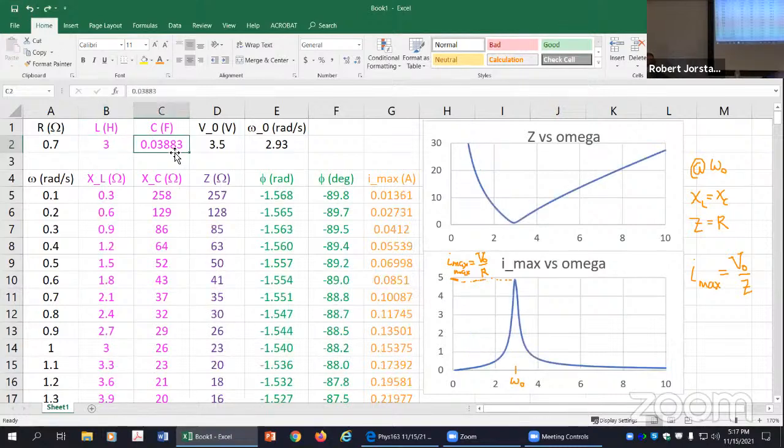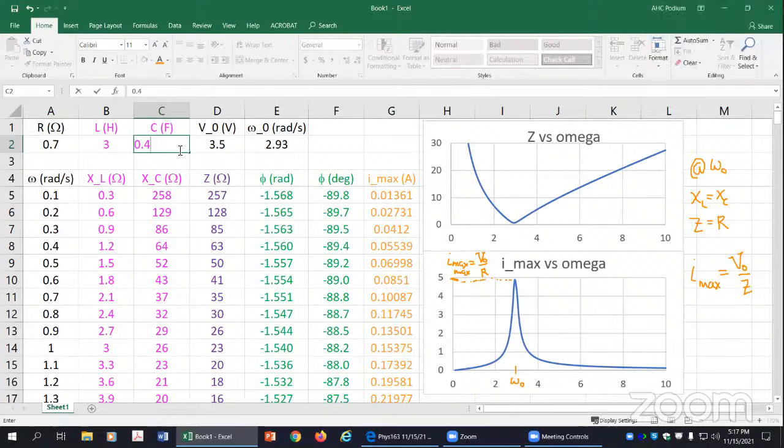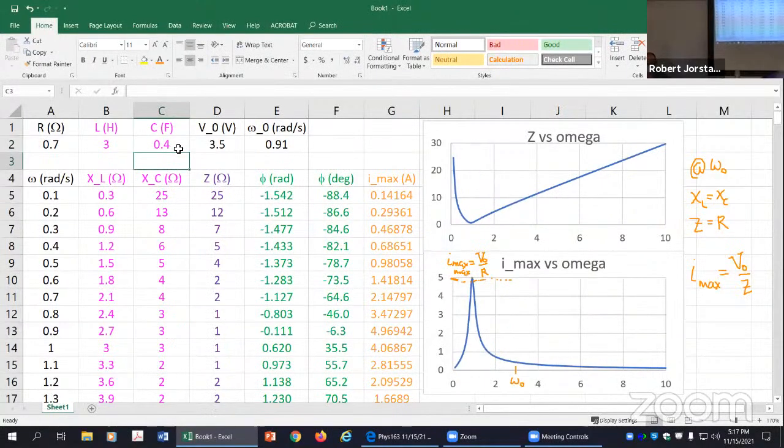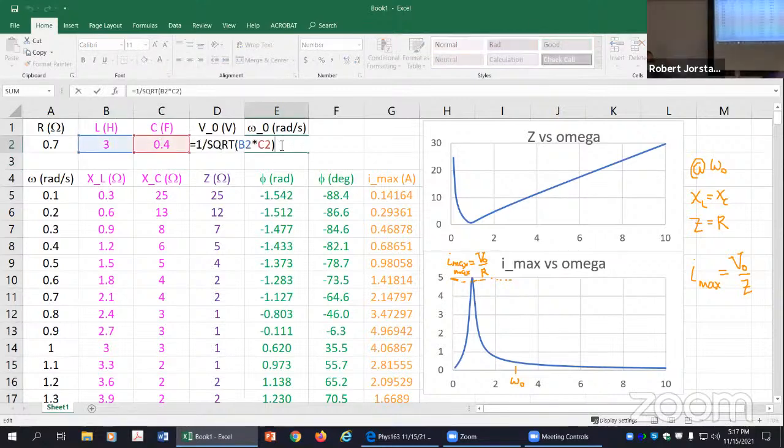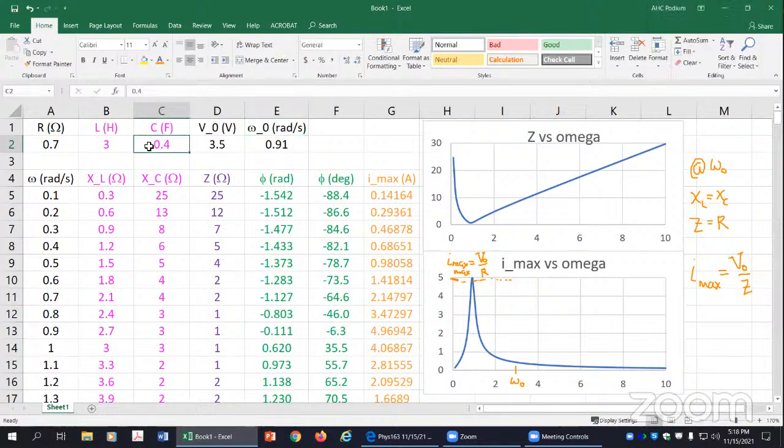What about if I make C bigger? What if I make this 0.4? Is that going to shift it the other way? Take a look. Same way. So remember, if you increase L or C, they both affect the resonance the same. What they affect differently is these reactances. So the reactances are going to change differently. But remember, increasing L or increasing C, both of those shift the resonance to the left. Did that make sense, Niles? Yeah.